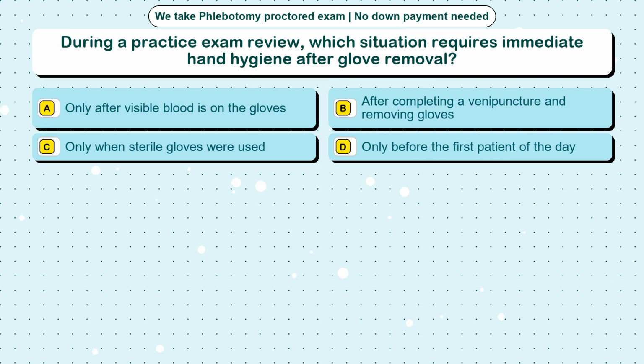Question 50. During a practice exam review, which situation requires immediate hand hygiene after glove removal? Option A. Only after visible blood is on the gloves. Option B. After completing a venipuncture and removing gloves. Option C. Only when sterile gloves were used. Option D. Only before the first patient of the day.